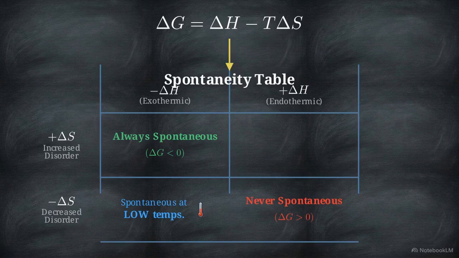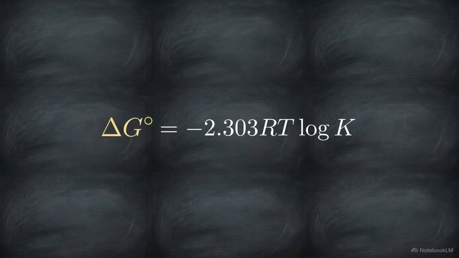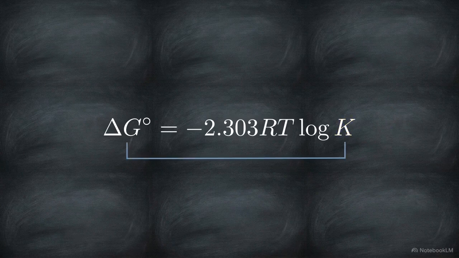The conditions change when the signs match. If a reaction is exothermic but creates order, the negative delta H drives spontaneity, meaning it only works at low temperatures. If a reaction is endothermic but creates chaos, the positive delta S takes over, meaning it requires high temperatures to become spontaneous. We can also link the standard Gibbs free energy directly to the equilibrium constant, K, with the equation delta G standard equals negative 2.303 RT log K.